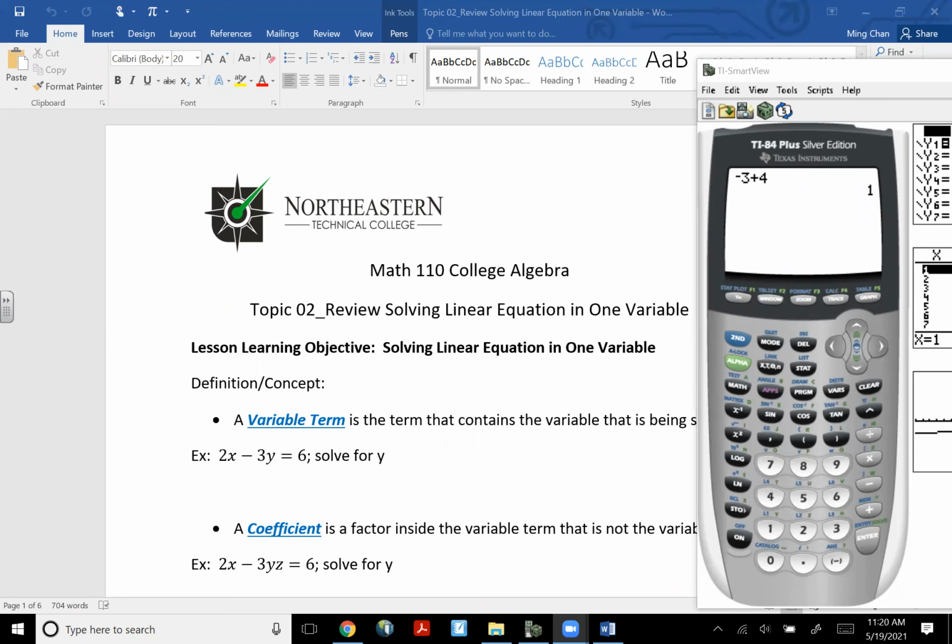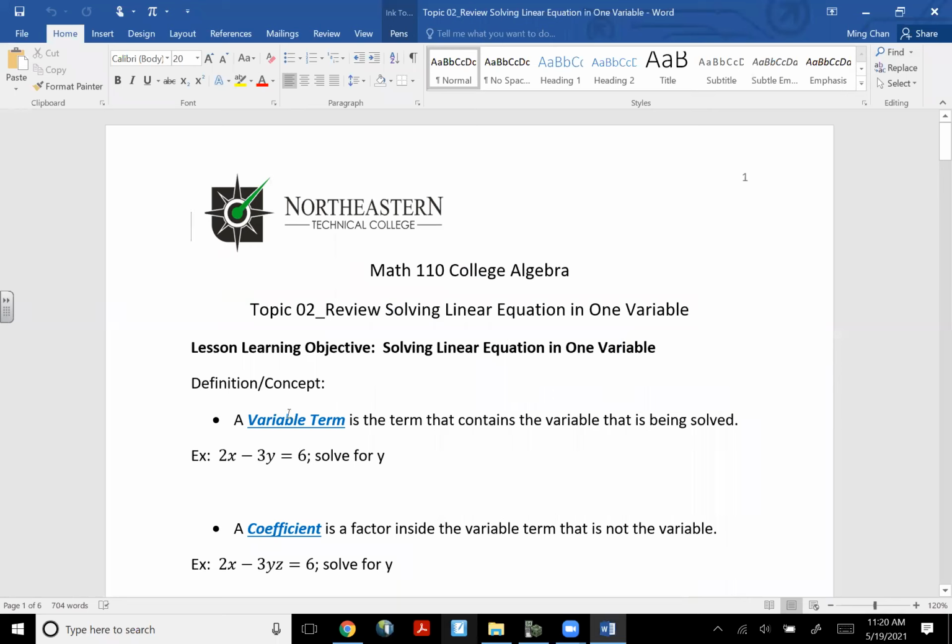All right, I'm going to review a little bit on how to solve linear equations in one variable real quick. Solving linear equations is a little bit different than solving quadratic and your other types of equations. So I'm going to show you the way I normally do it.